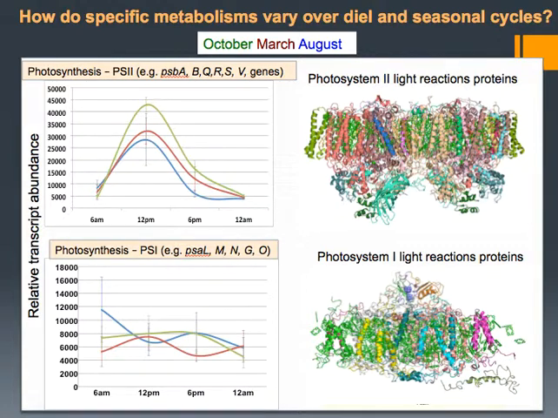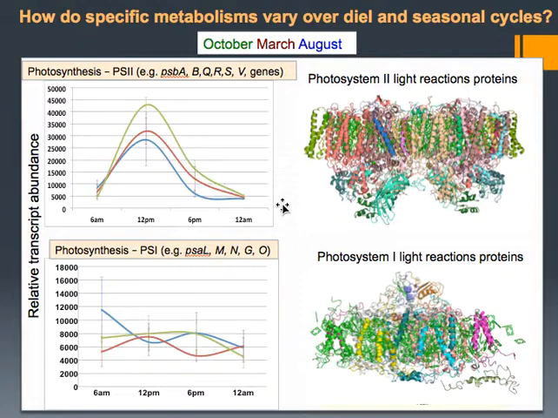What about specific metabolisms? My hypothesis was that it's the cyanobacteria and their photosynthesis that are driving the precipitation. So here what I saw was when I plotted all the photosynthesis genes, I saw a peak at noon and then it would diminish at 12 a.m. This makes sense because at night they can't photosynthesize as actively as they can during the day because they don't have as much light energy.